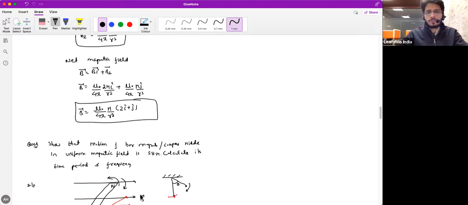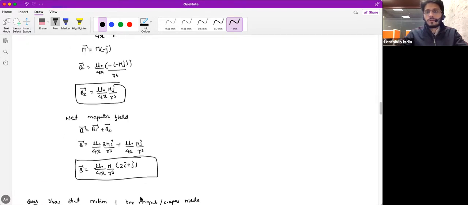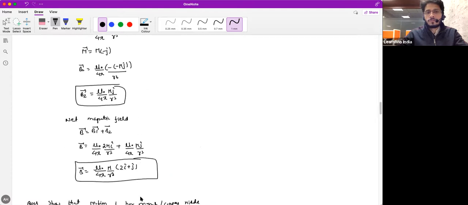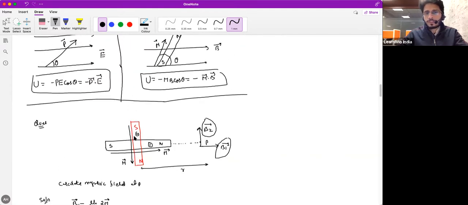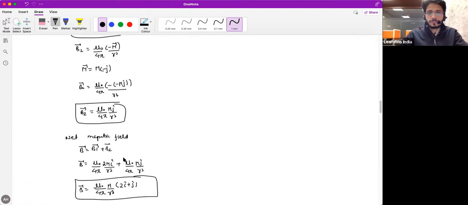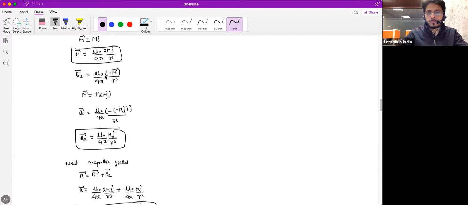So now M is equal to m minus j cap. See, the direction of magnetic moment is from south to north. It's in the downwards direction. So you should use minus j cap to express this in vector form. And there's already a minus sign in the expression of field on the equatorial line. So instead of this m, right, minus j cap. Okay.